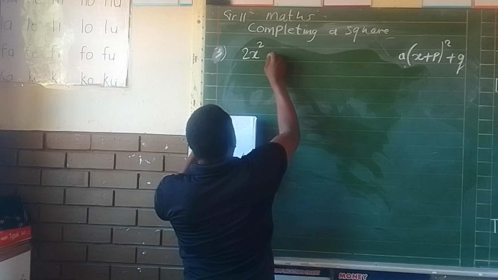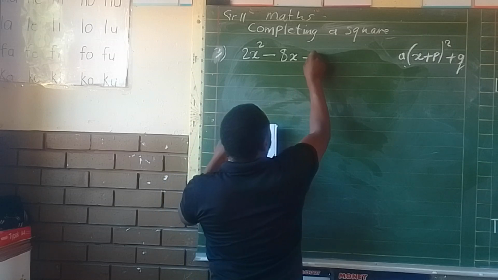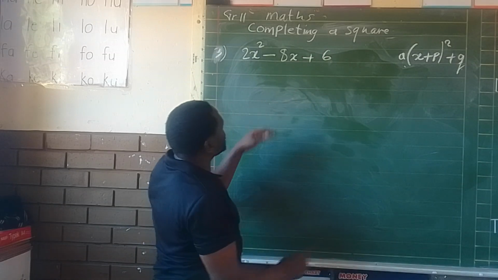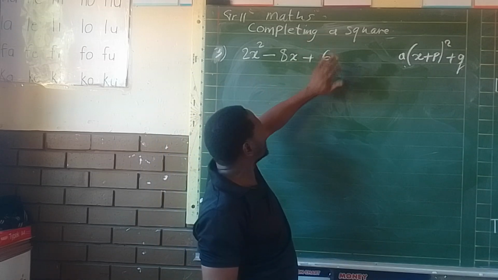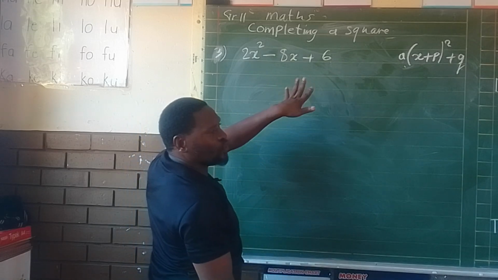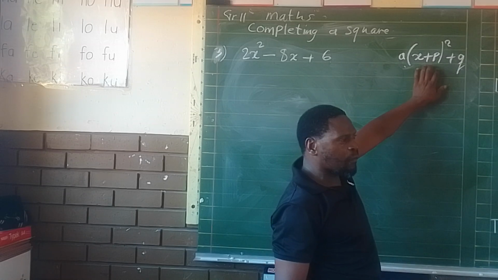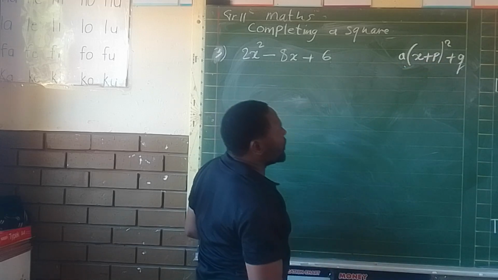2x squared minus 8x plus 6. Remember the previous 2 examples, we were having a binomial, we did not have the third term. Now we have the third term, which is a trinomial. How do we do it? To become this form of the quadratic formula.